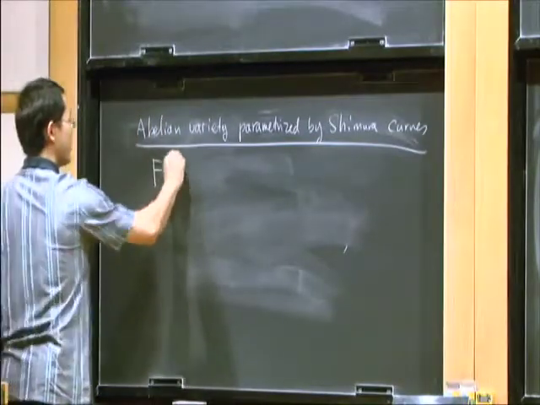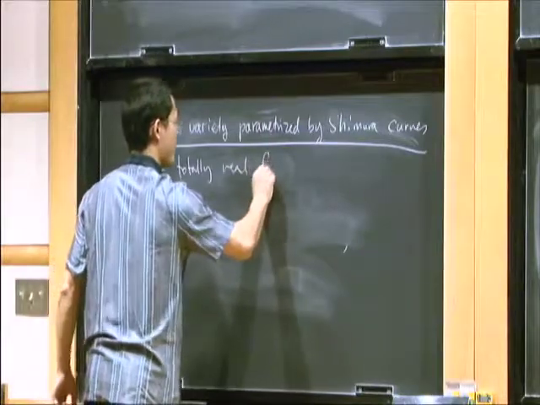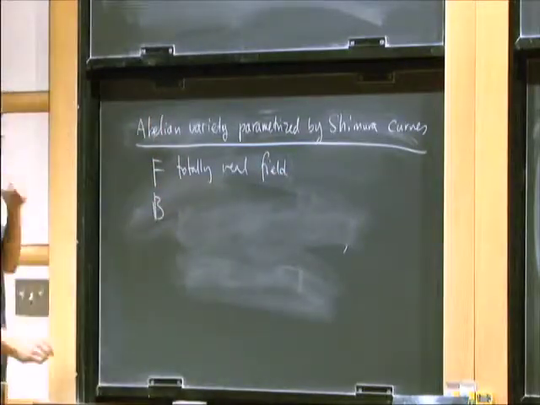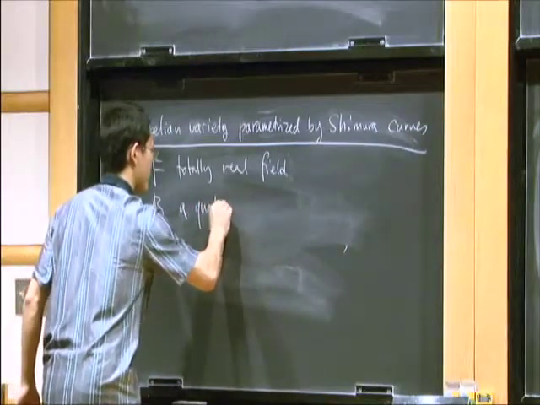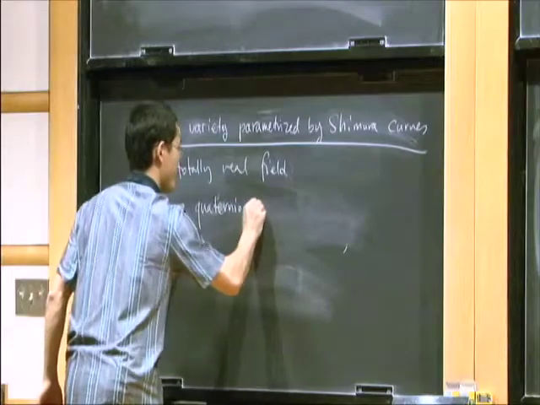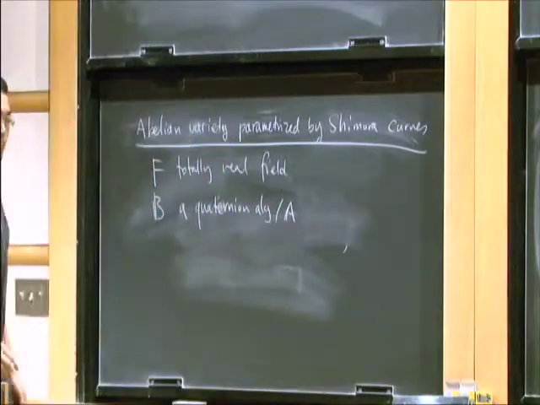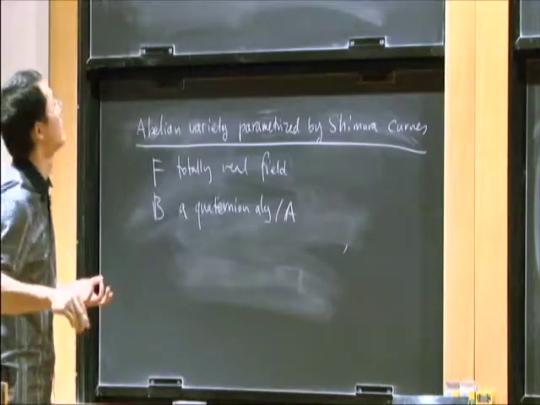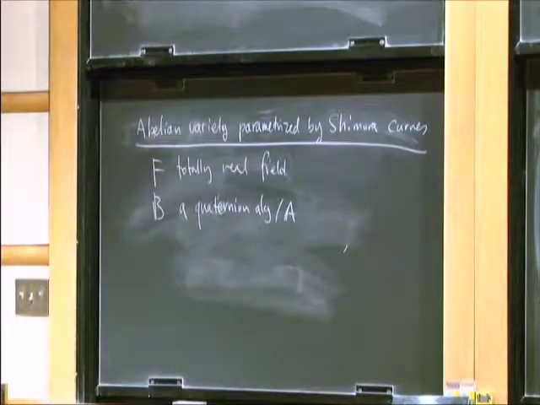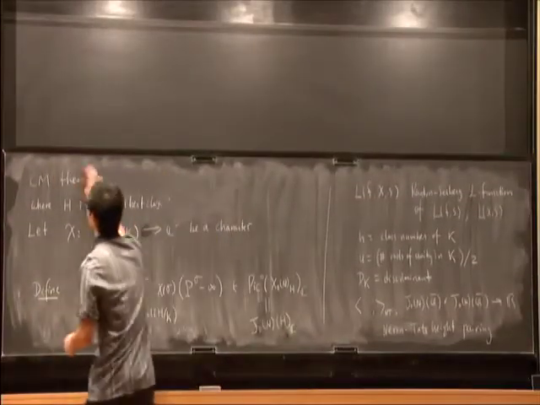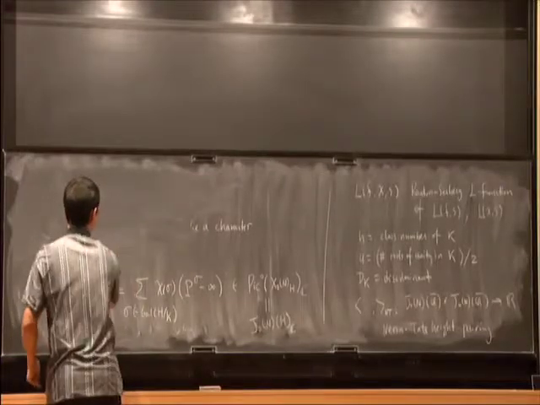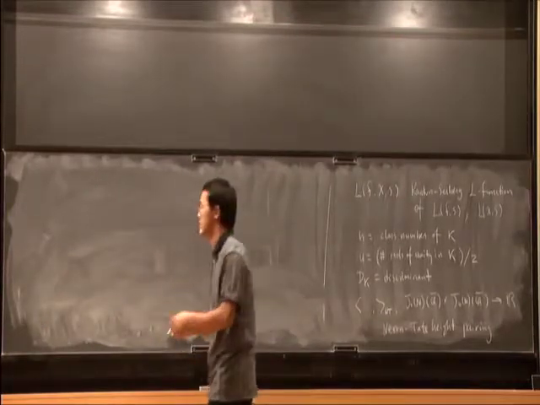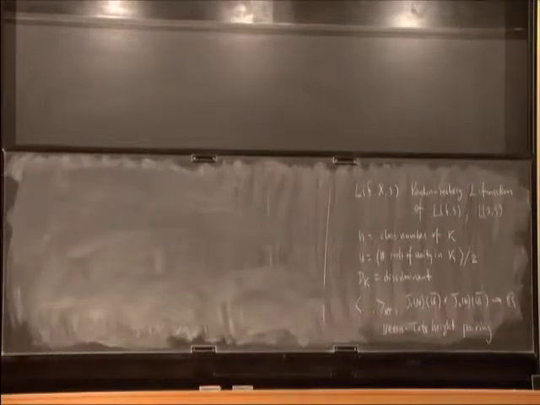So let F be a totally real field, and let B be a quaternion algebra over A. By that, we mean that B is a restricted product. But the key thing for us is that we do not require B to be the base change of a quaternion algebra over F. Oh, thanks. So A is A_F.